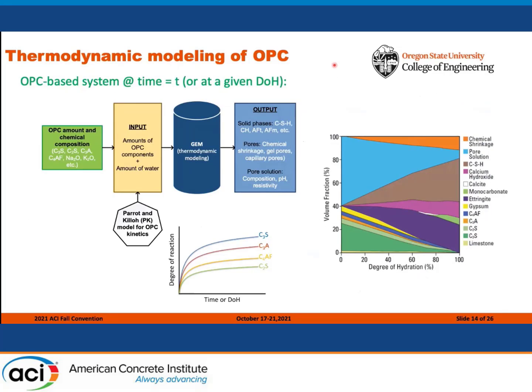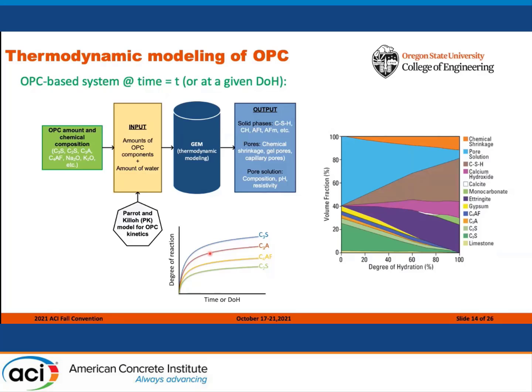So far, we have been talking about the prediction of reaction products of a neat OPC system at equilibrium or infinite time. Can we make these predictions at any time, t, or at a given degree of hydration? In fact, we have had this ability for a long time thanks to the seminal work of Parrott and Killoh, who developed a kinetic model for the 4 clinker phases: alite, belite, aluminate, and ferrite. The Parrott and Killoh model, or the PK model, can provide how much of each of the clinker phases will be available to react with water at any given time or at any given degree of hydration.